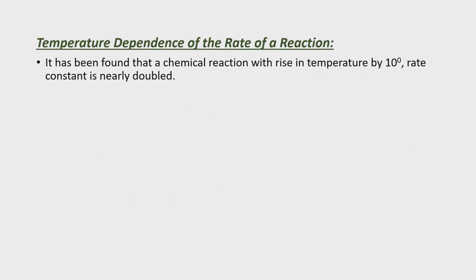It has been found that for a chemical reaction, with a rise in temperature by 10 degrees centigrade or 10 Kelvin, the rate constant is nearly doubled. It means that if at 20 degrees centigrade the rate constant is K, then after 10 degrees, at 30 degrees centigrade, the rate constant will be 2K. That means the rate constant will be doubled when there is a rise in temperature by 10 degrees centigrade or 10 Kelvin. Okay. Now we will see the example.